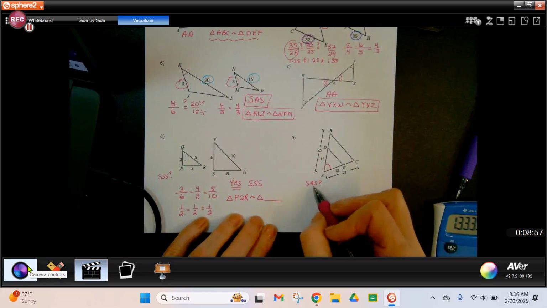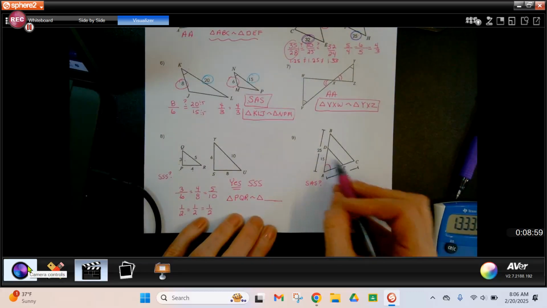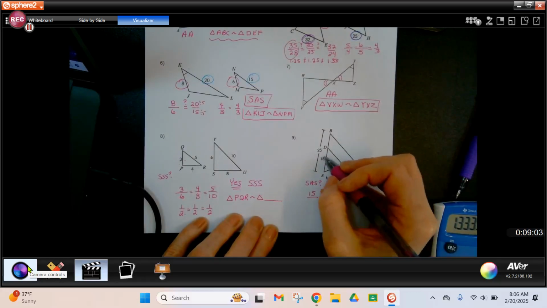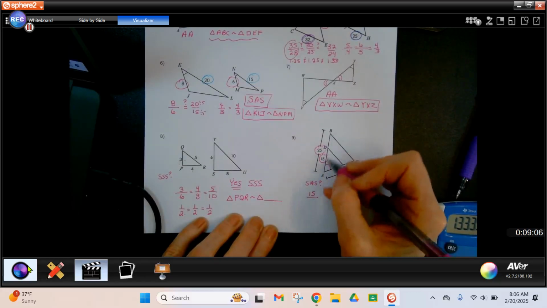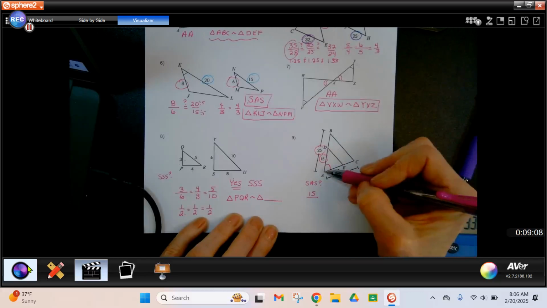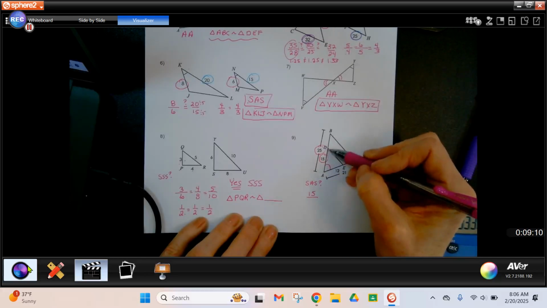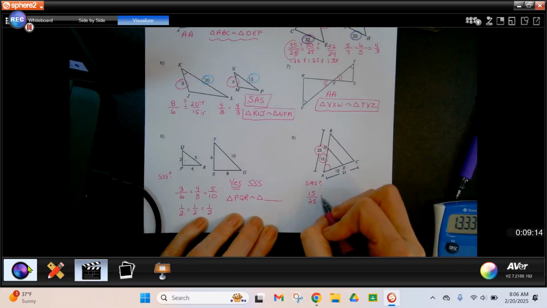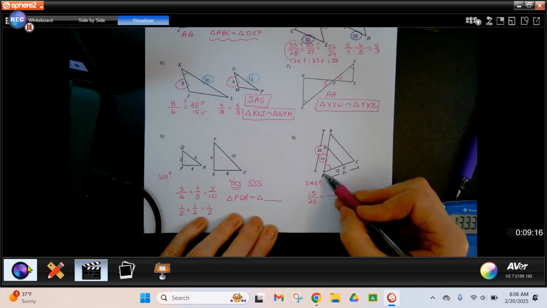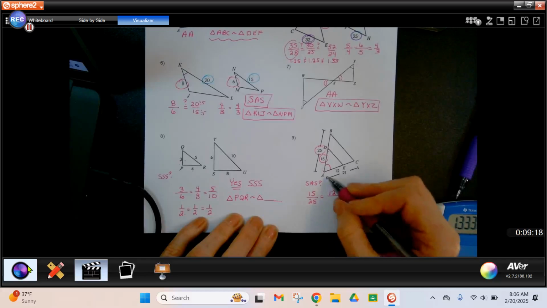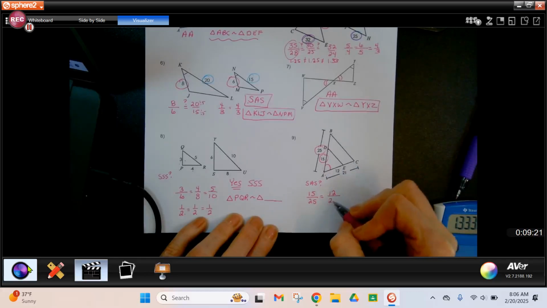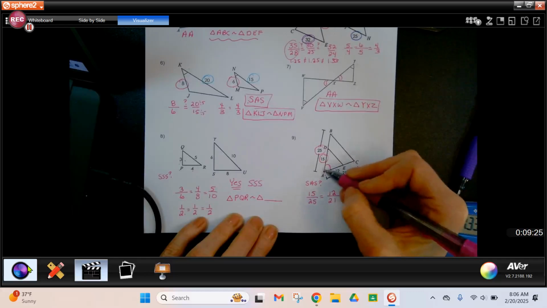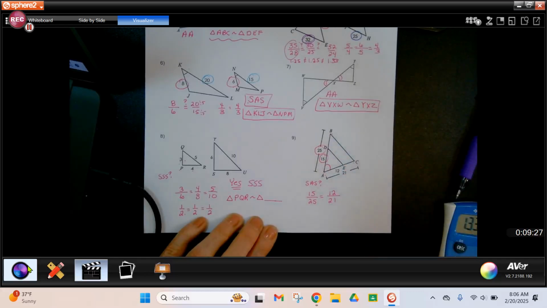Okay, so I see that they share the angle, but let's see if their sides are proportional. So I put 15, the small side here, to the long side. So the side of this smaller triangle compared to the side of this larger triangle, is that equal to the side of this smaller triangle compared to the side of this longer one? Those are the corresponding sides. This one corresponds with this longer one, and this side corresponds with this longer one.